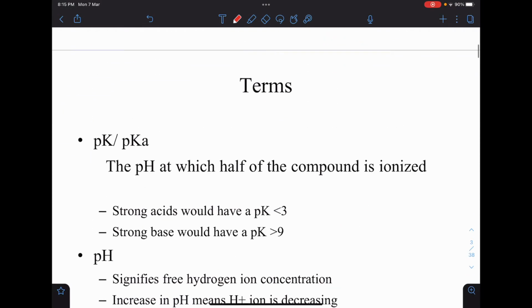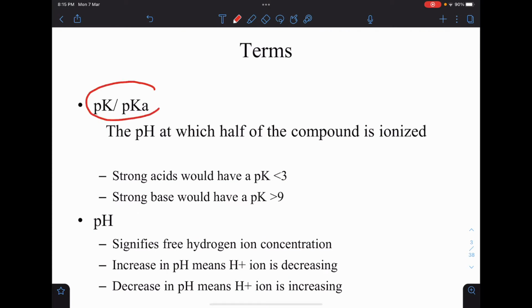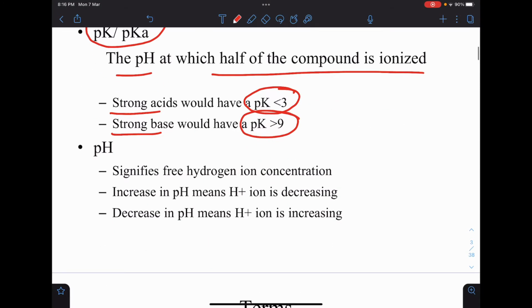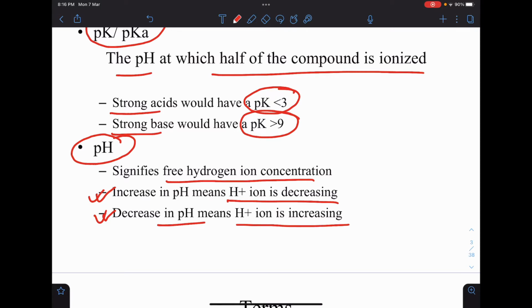Now there is something known as pK or pKa. What is it? It is the pH at which half of the compound is ionized. Now, strong acids would have a pK of less than 3. This is important. And strong bases would have a pK of more than 9. So this is about pK or pKa. pH basically signifies the free hydrogen ion concentration. Increase in pH means H plus ion is decreasing and decrease in pH means H plus ion is increasing, right? So this is the easy understanding of what pH is.